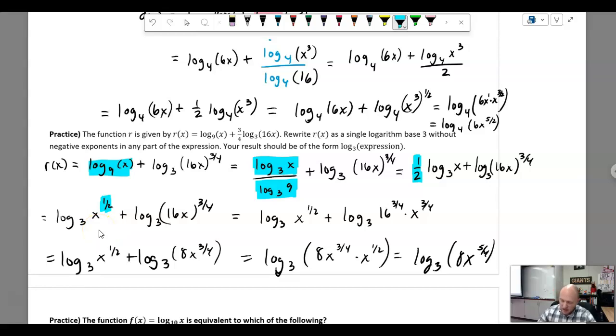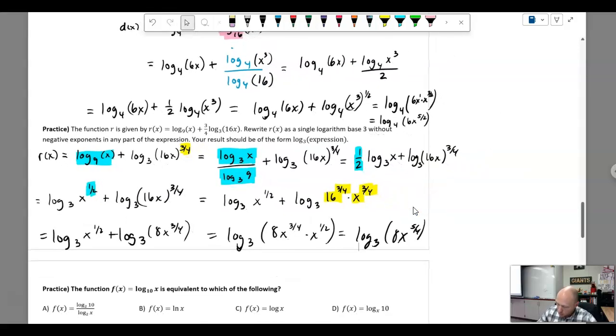But I do want to talk about the other curveball here, and that is the power property of the 3/4. That 3/4 is attached to the whole argument, that's 16x. I left it alone all the way until I was done with the change of base issue. And I finally distributed it to that coefficient and to the variable here. We have 16 to the power of 3/4 times x to the power of 3/4.